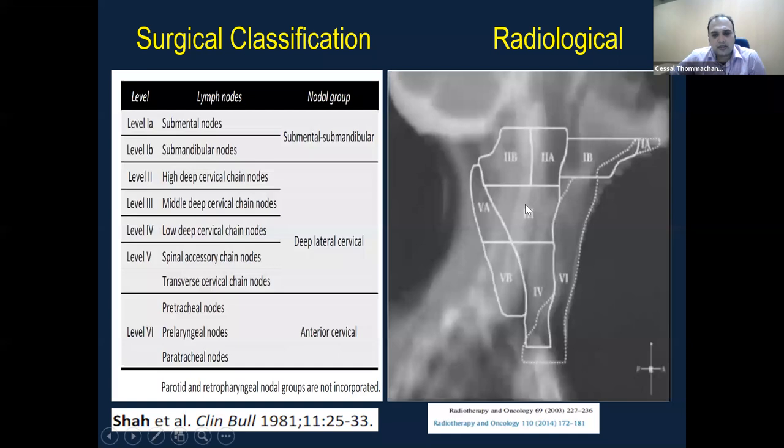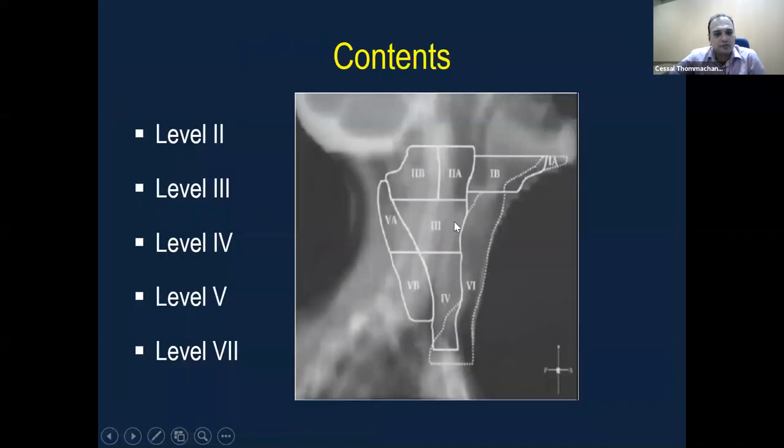Level 3, thank God, has no subclassification. Level 6 is divided into 6A and 6B. We will discuss that if time permits. So this is how the surgical classification differs from the radiological classification. And I urge all the residents who are interested to read the paper by Vincent Gregoire, published in the Green Journal in 2003. That was the radiological classification of cervical lymph nodes.